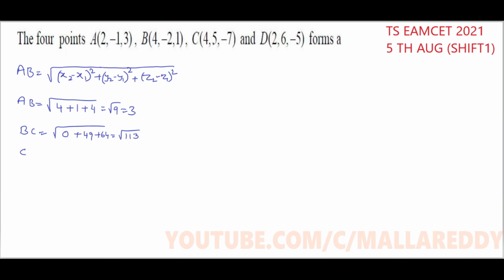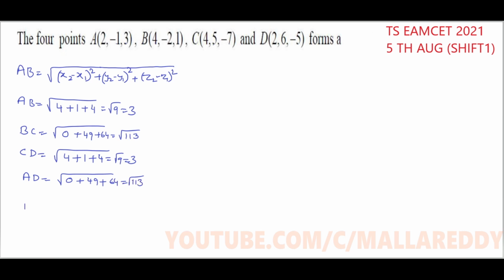And the distance CD is equal to under root of 2 minus 4 whole square, that is 4, 6 minus 5 whole square, 1, minus 5 plus 7 whole square, 4, that is equal to root 9 is equal to 3. And the distance AD is equal to under root of 2 minus 2 whole square, 0, plus 6 plus 1 whole square, 7 square, that is 49, plus minus 5 minus 3, that is minus 8 whole square, that is 64. This is equal to root 113.